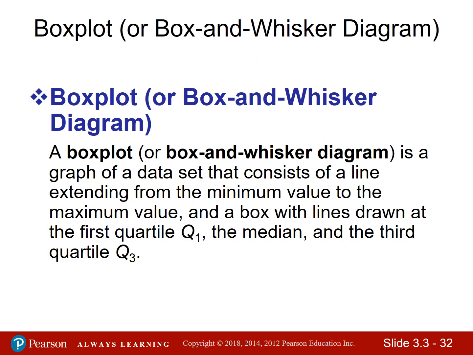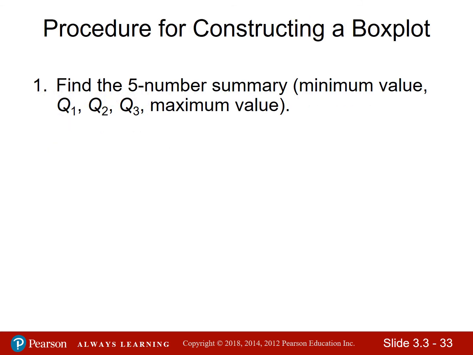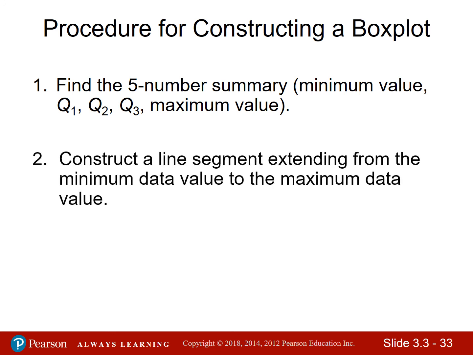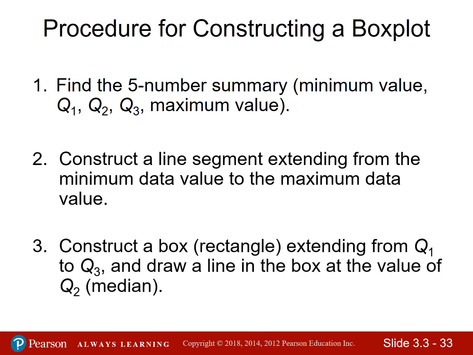So, box and whisker plot. We use Q1, Q2, Q3, minimum, and maximum to draw the box and whisker plot. It's very easy. We use a box plot to graph it. Construct a line segment extending from the minimum data value to the maximum data value, and construct a rectangle extending from Q1 to Q3, and draw a line in the box at the median, Q2.